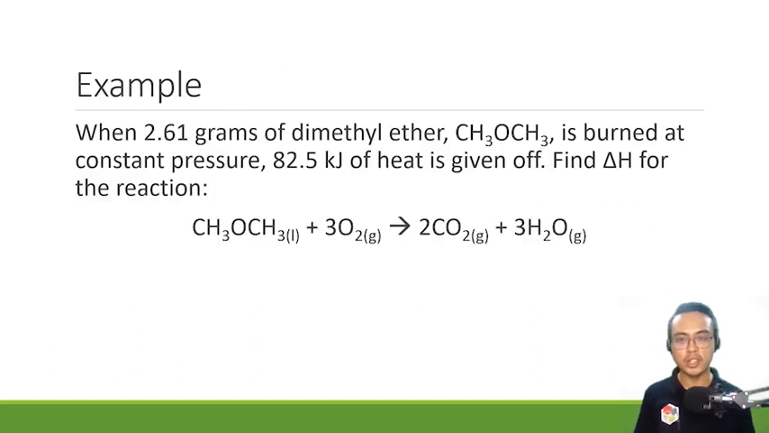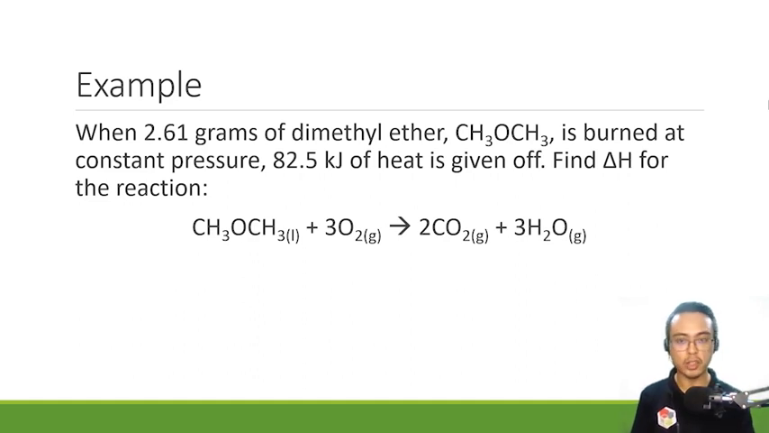Let's try to solve this example. When 2.61 grams of dimethyl ether, or CH3OCH3, is burned at constant pressure, 82.5 kilojoules of heat is given off. Find delta H for the reaction. CH3OCH3 plus 3O2 yields 2CO2 plus 3H2O. This equation is already balanced, so we can proceed with the stoichiometry. This is just a problem in stoichiometry, no? We are just incorporating the concepts of thermochemistry.